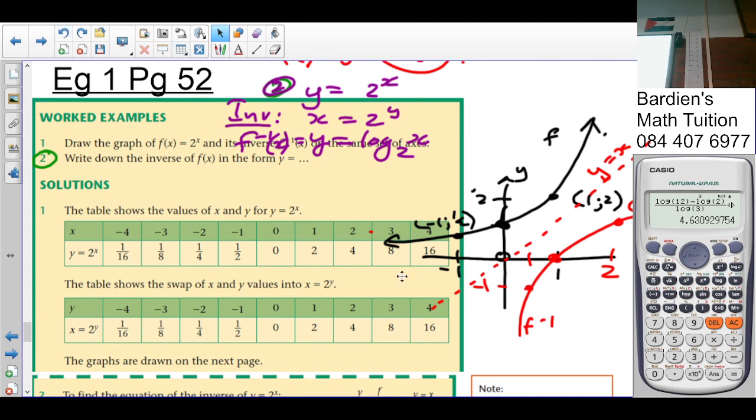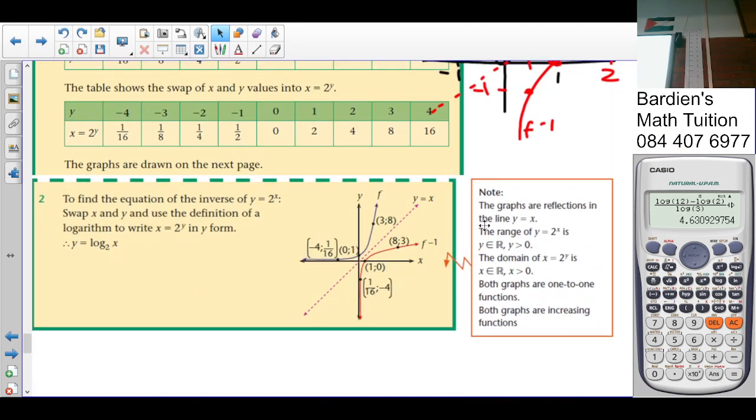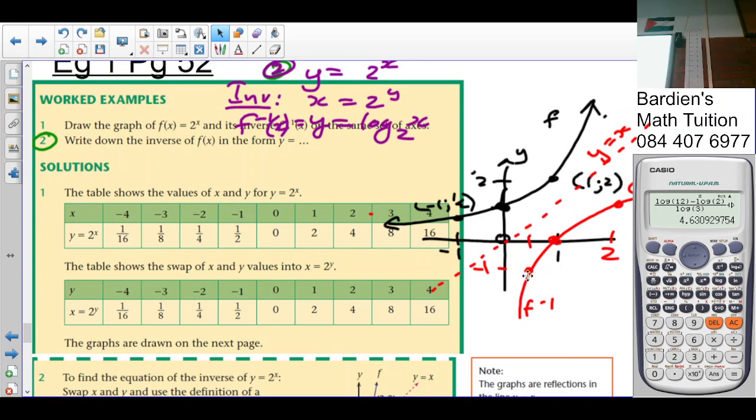A couple of things I wanted you to note at this point is that the graphs are reflected in the line y is equal to x. We know that, it's your inverse function. Let's talk about the range and the domain of this graph. This was not asked, I will answer it anyway. So the domain of f and the range of f. What is the domain of the function? This goes to negative infinity, positive infinity. So your domain is x, an element of all real numbers.